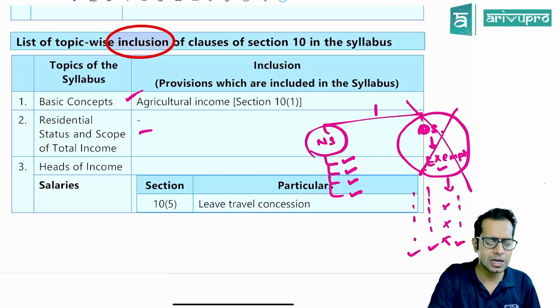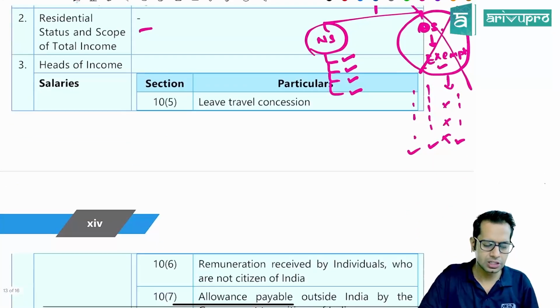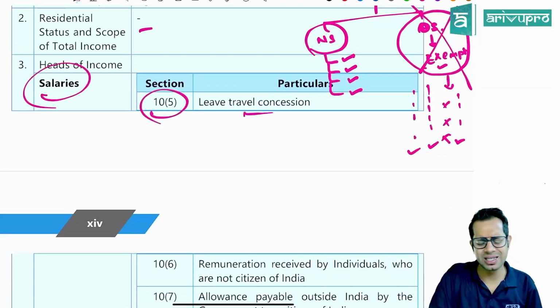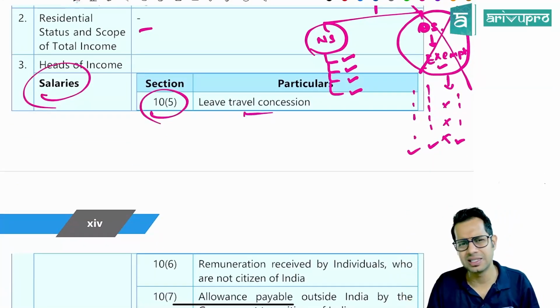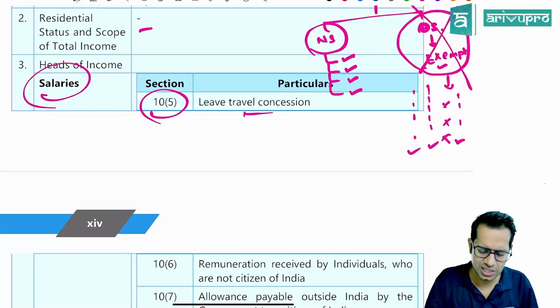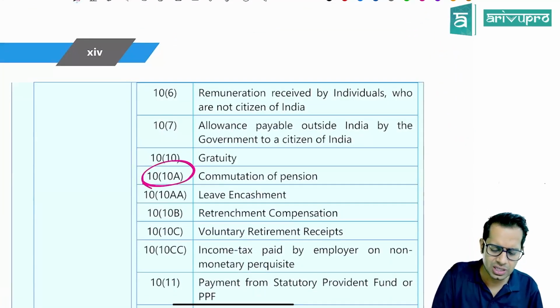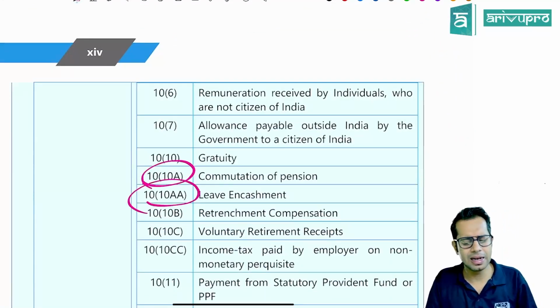Agricultural income is added in your first chapter, Basic Concept. In your salary, have you not discussed leave travel concession? Have you not written this section? Leave travel concession, section 10, subsection 5. Have you not written section 10AA, 10A, etc.? Have you not discussed all these points?